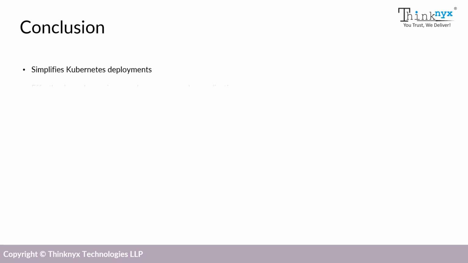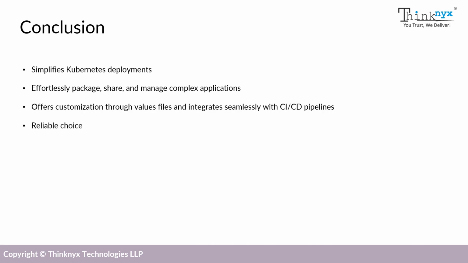Helm is a powerful tool that simplifies Kubernetes deployments for beginners and experienced users alike. With Helm charts, you can effortlessly package, share, and manage complex applications. Helm simplifies complexity and boosts consistency. It offers customization through values files and integrates seamlessly with CI/CD pipelines. Helm's security enhancements and vibrant community make it a reliable choice. Embrace Helm for a smoother Kubernetes journey. Whether you're starting out or advancing your skills, it's your compass to success in container orchestration.